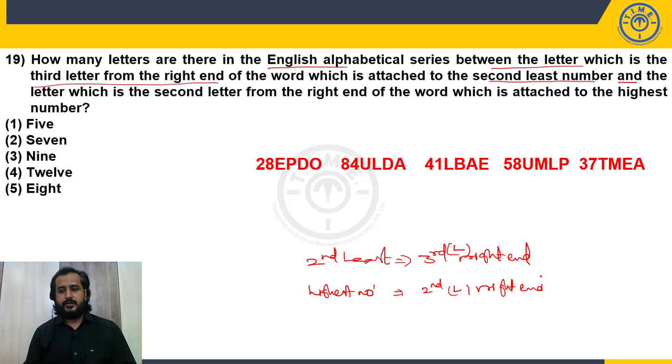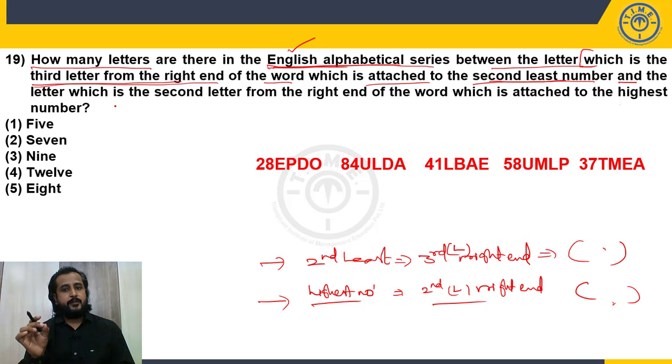Now once I read the question, you will understand. How many letters are there in the English alphabetical series between the letter? Okay, so between the letters, according to the English alphabet, how many letters are there? They are asking. But which two letters? They have given the information regarding that: the third letter from the right end of the word attached to the second least number. So from here we can get one letter. And the second letter from the right end of the word attached to the highest number. So here I will get one more letter. So between these two letters, according to the English alphabetical series, how many letters are there? This is my question. So understanding the question type is very, very important.